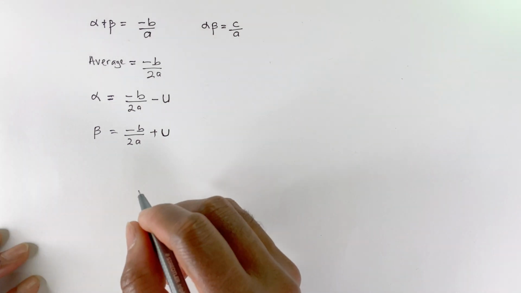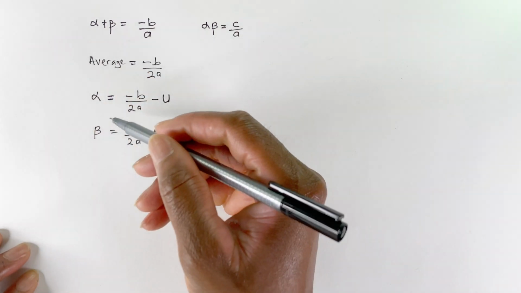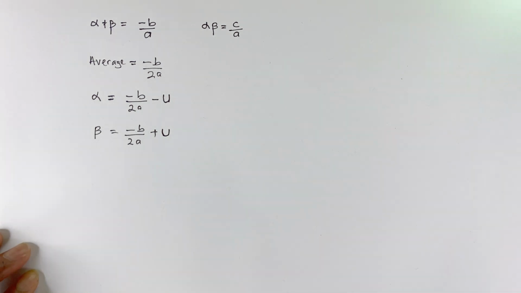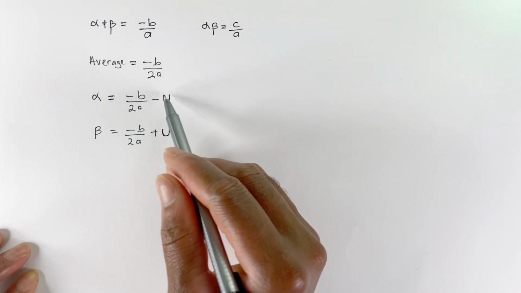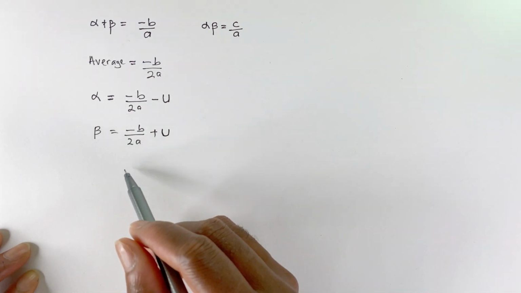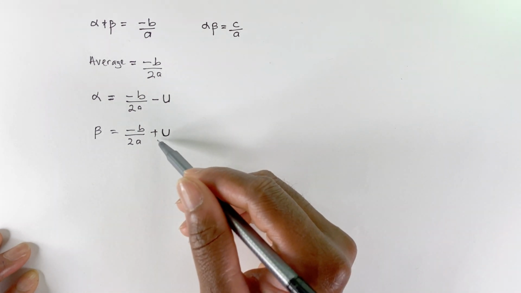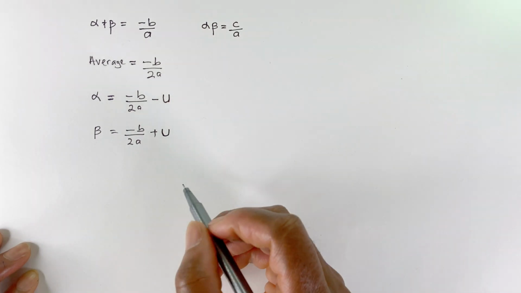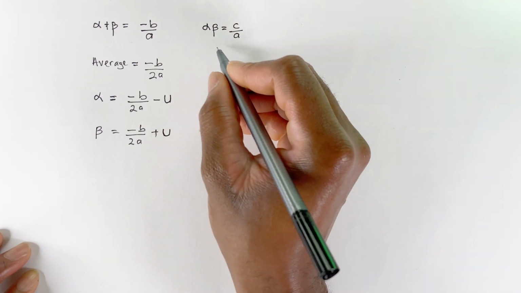So what I'm then going to do is use this here. If I add alpha and beta, it will give me back minus b over a. You can see that. If I add them together, it'll be minus b over 2a plus minus b over 2a, which is minus b over a. Then minus u plus u will be 0, so that will cancel out, and I'll get that back. If I multiply them together, they should give me c over a. So that's what we're going to do now. I'm going to do the product of roots here. I'm going to multiply alpha and beta together.